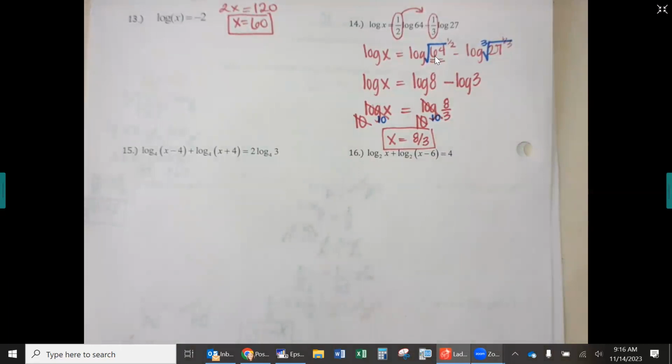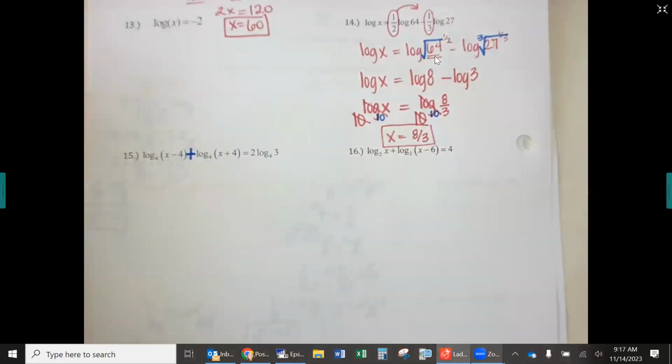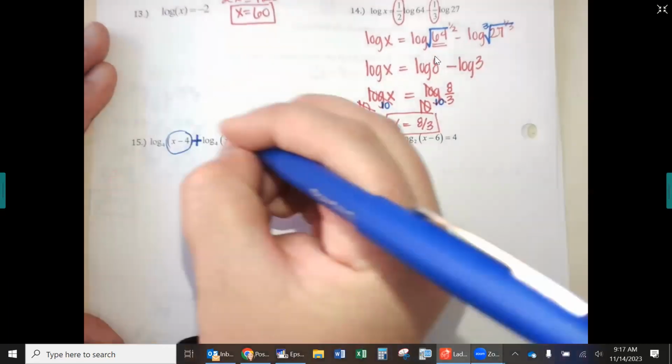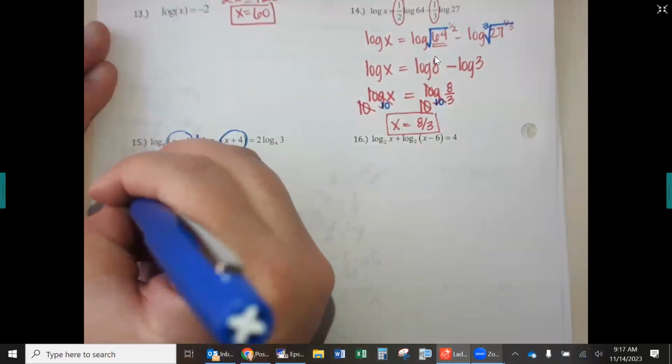Last one we'll do off this page. Take a look at number 15. Number 15, you have 2 logs and they are added. What do we need to do if our logs are added and we need to condense them? We're going to take this, and we're going to multiply. You're exactly right.